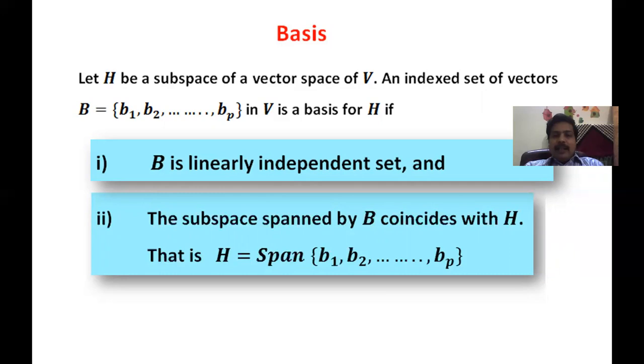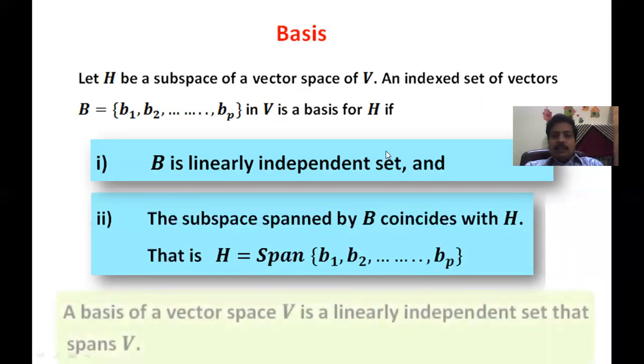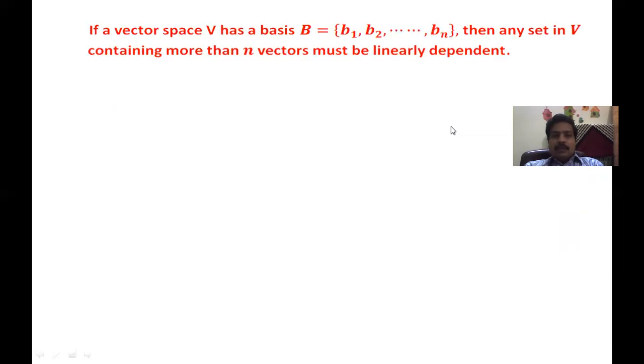If we can find a linearly independent set which can span the entire vector space V, then we can say that that set is a basis for the vector space V. So these are the points which we have seen in the earlier classes. With this quick recap of these definitions, let us move on to today's class.